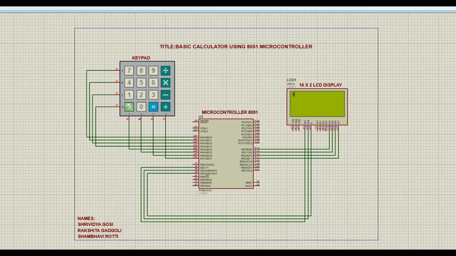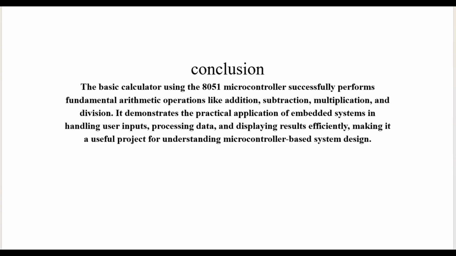Now, this is about the conclusion. The basic calculator using the 8051 microcontroller successfully performs fundamental arithmetic operations like addition, subtraction, multiplication, and division. It demonstrates the practical application of embedded systems in handling user input, processing data, and displaying results efficiently, making it a useful project for understanding microcontroller-based system designs.